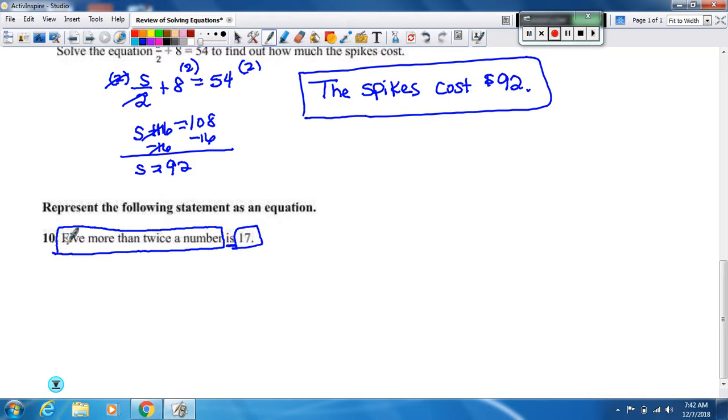So in front of it, I've got 5 more than, which means add. Twice a number means it's multiplication, so you just stick them together. So twice is 2 times n is what they're talking about. That box is finished. Now is means write down an equal and then write down the next box, 17, and that one is finished as well.